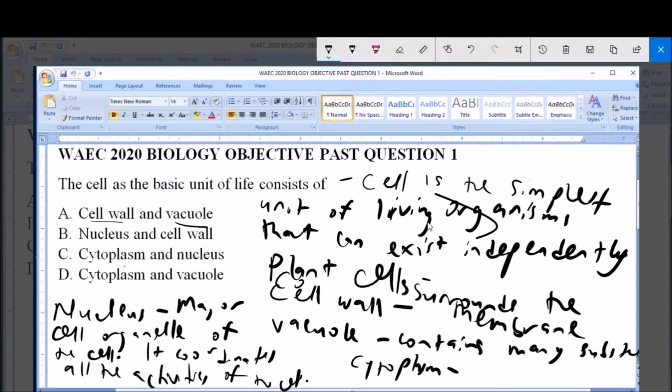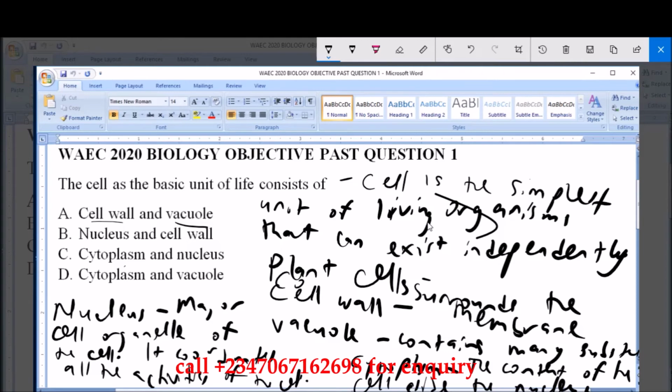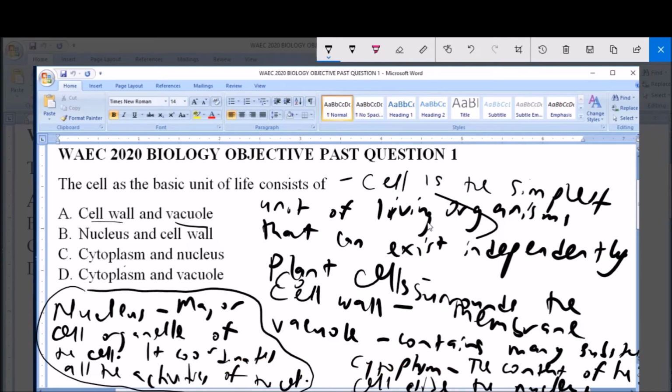the cytoplasm. And the cytoplasm is basically all the content of the cell aside the nucleus. So from what we've seen, the nucleus is the major organelle of the cell, and then the cytoplasm is every other content within the cell aside the nucleus.